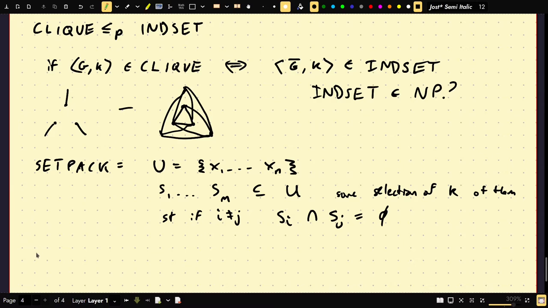Well, there's M possible sets. Each of them, pairwise, we're going to check like M squared of them. And each one could be at most size n, so that's like M squared n. So yeah, that's a polynomial, right? So set pack is in NP. I'm upper bounding it hugely by like M squared n.